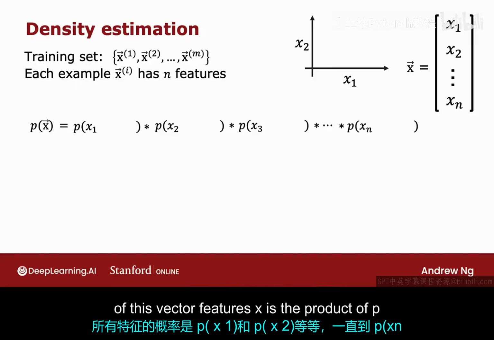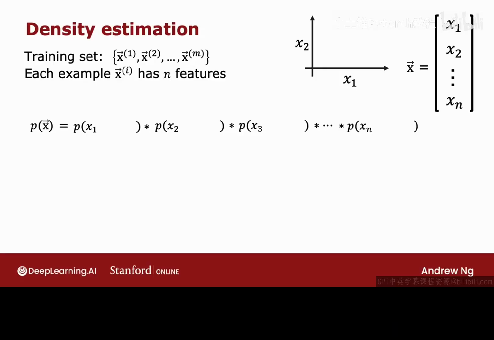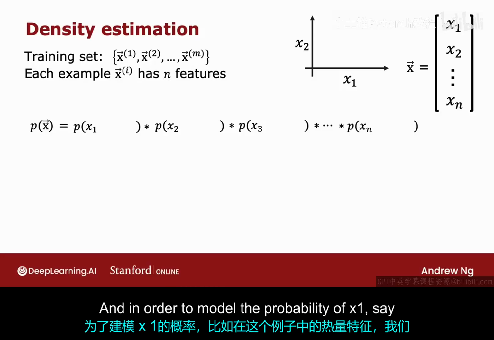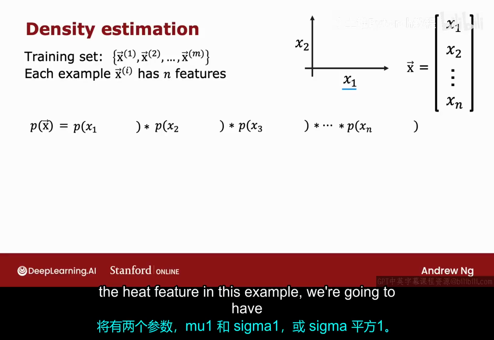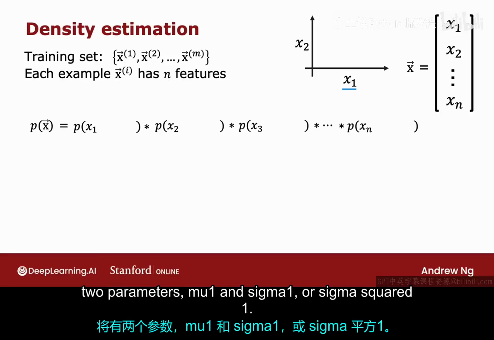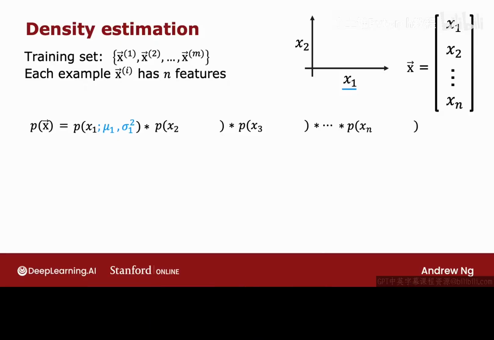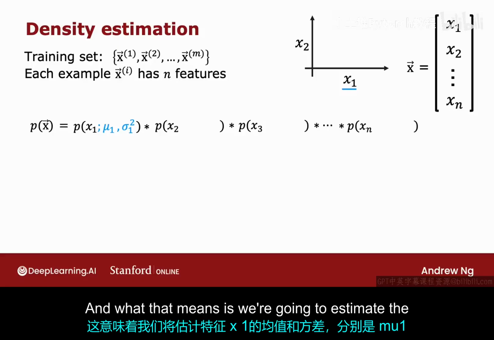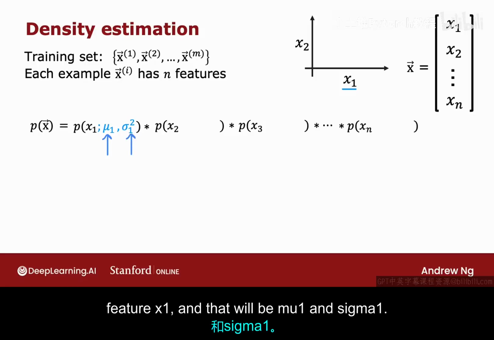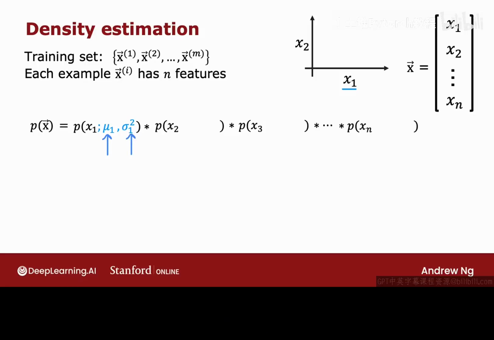Now, to fill in this equation a little bit more, we are saying that the probability of all the features of this vector x is the product of P of x1 and P of x2 and so on up through P of xn. And in order to model the probability of x1, say the heat feature in this example, we're going to have two parameters, mu1 and sigma1 or sigma squared 1. And what that means is we're going to estimate the mean of the feature x1 and also the variance of feature x1, and that will be mu1 and sigma1.